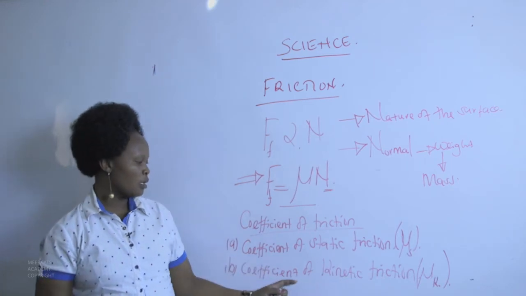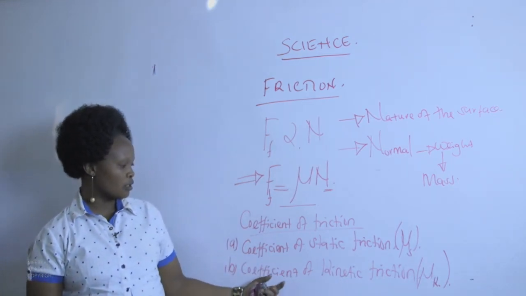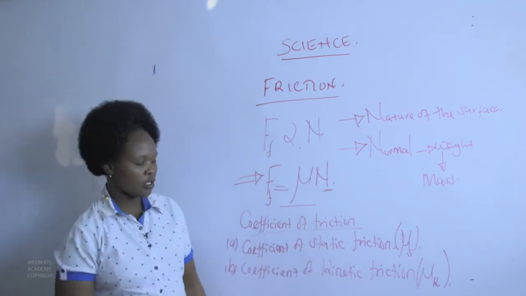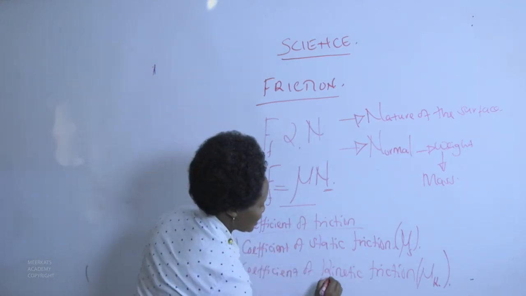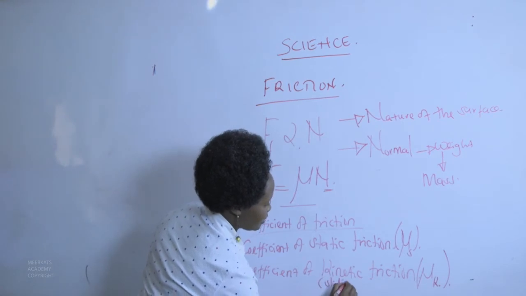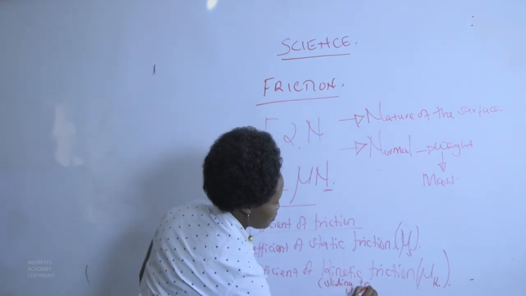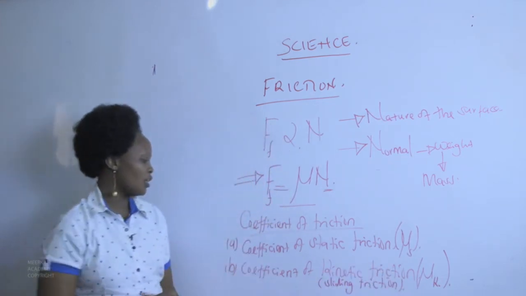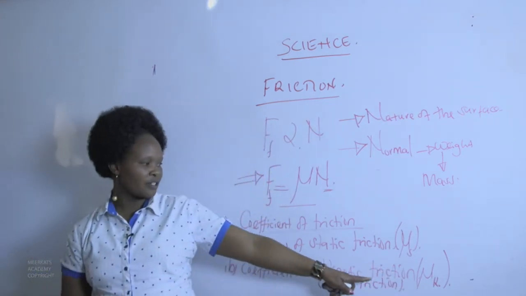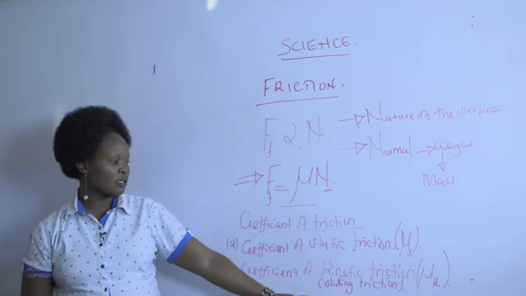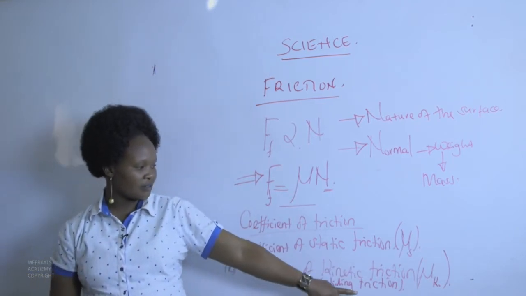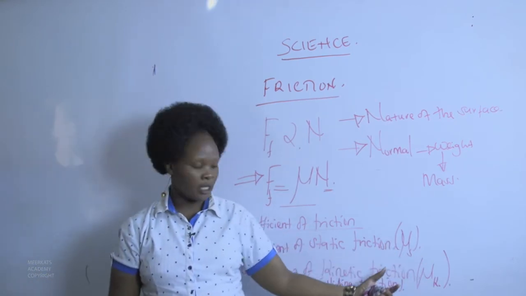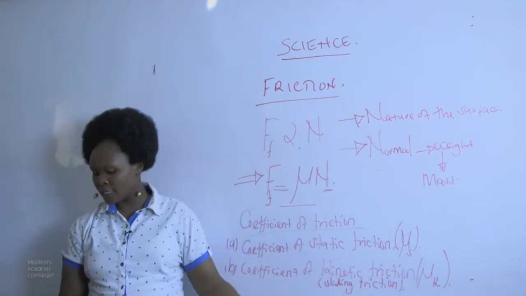Probably just so you can note, kinetic friction is what we call the sliding friction. So you could call it coefficient of kinetic friction, or better still, the coefficient of sliding friction. But just so that we can bring out that difference, let us use kinetic friction.